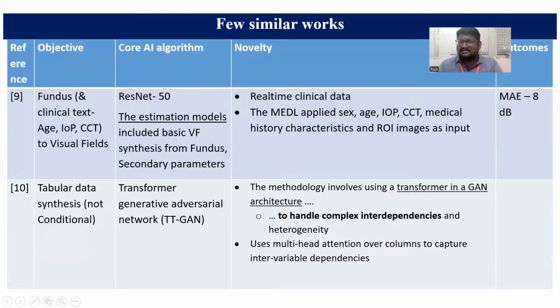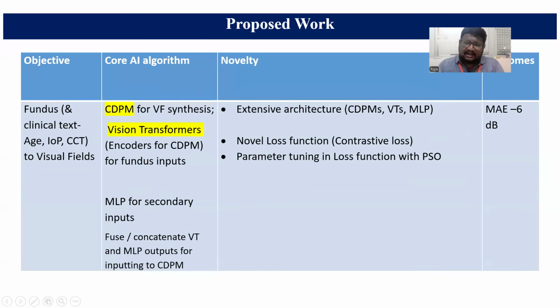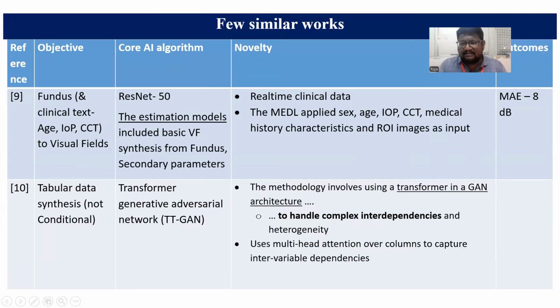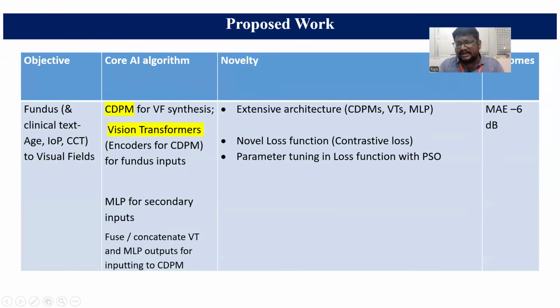Whereas the second paper is using a very advanced architecture. So in fact, we are combining the advantages of both. We are deploying the architecturally novel neural network, and in fact making some enhancements in that also, and we are applying that to the synthesis of visual fields from fundus images. We have used a novel loss function, and we have used an extensive architecture. In the second paper they have used only GAN. So compared to GAN, conditional diffusion probabilistic models are very advantageous.